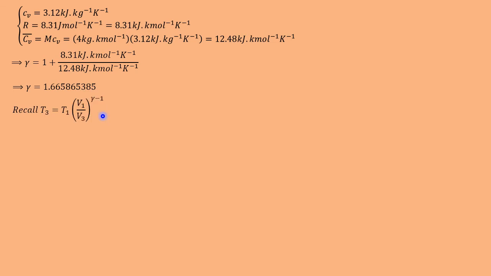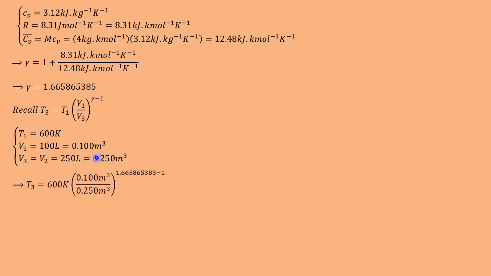So when you do that simplification, you should have gamma equals 1.6658653885. Now we recall that we had T3 equals T1 times V1 on V3 raised to the gamma minus 1. So we can just extract the parameters we have to substitute in that equation. T1 was 600 Kelvin, which was mentioned in the question. V1 equals 100 liters, which is 0.100 meters cubed when you divide by 1000, and V3 is given as V2. We're told V3 equals V2, which is 250 liters, and when you divide by 1000 you have 0.250 meters cubed.